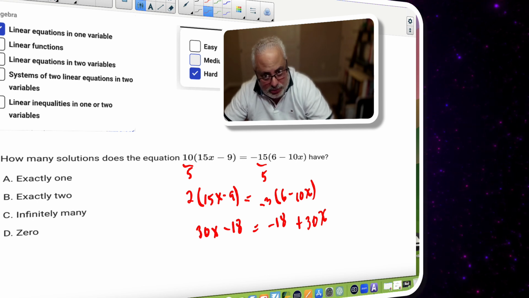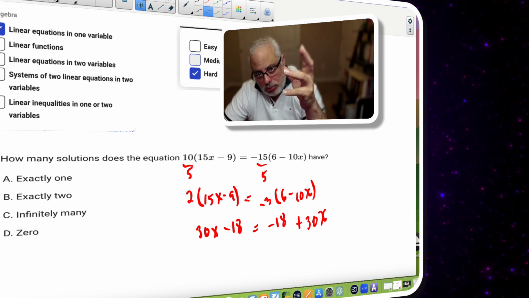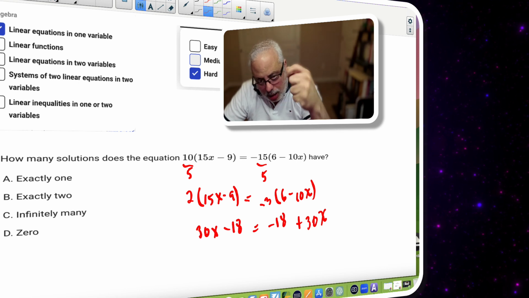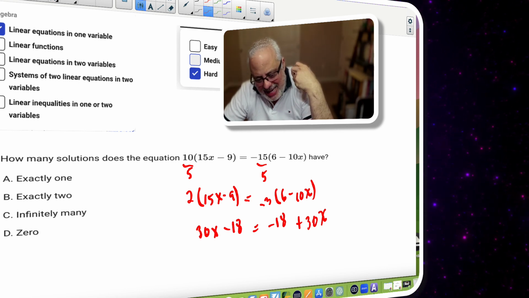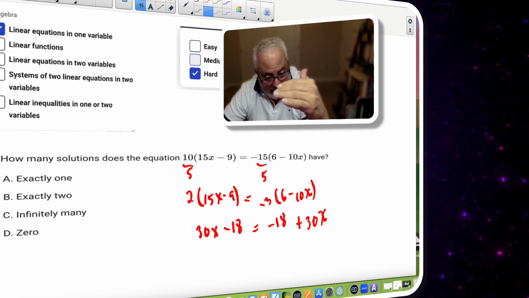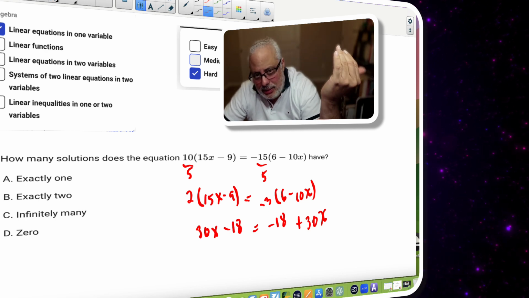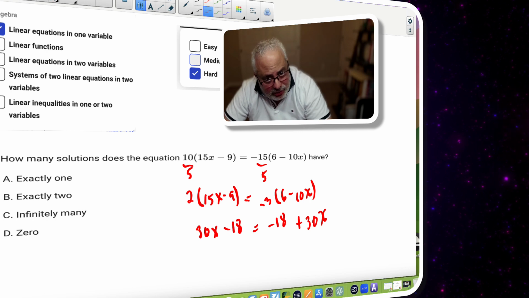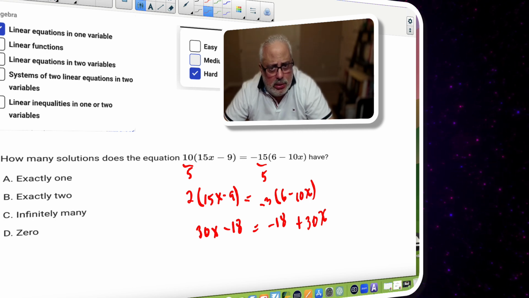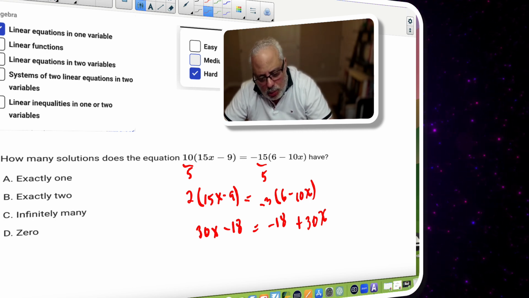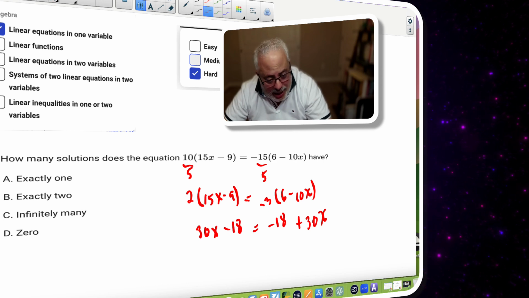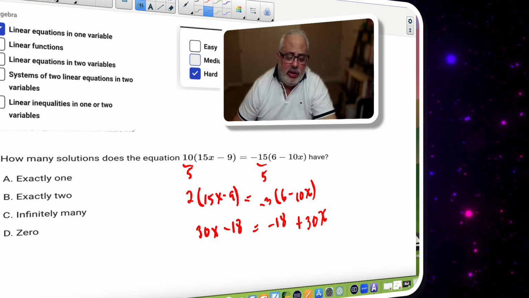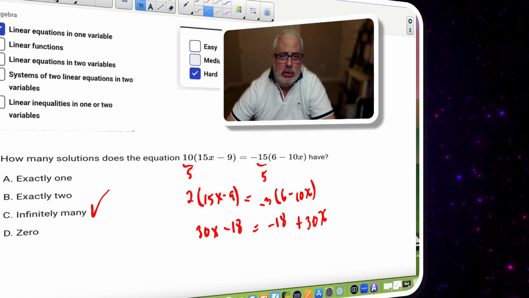negative 18 plus 30x. If you know the concept behind the number of solutions in a linear equation in one variable, that's it. If you know that the coefficients of the x are different, we are going to have one solution. If we know that we have everything the same, right and left, we know that we have infinitely many solutions. So that's the answer.